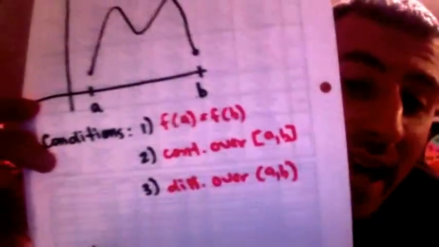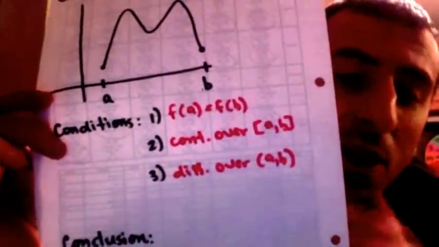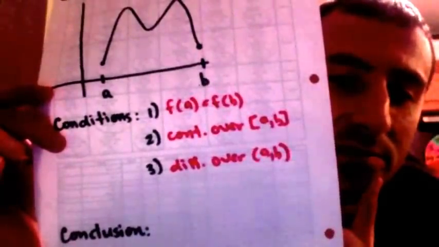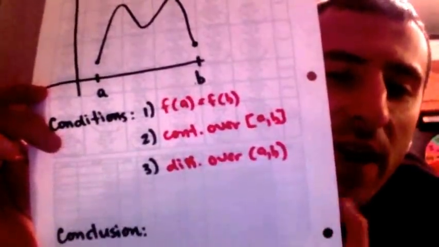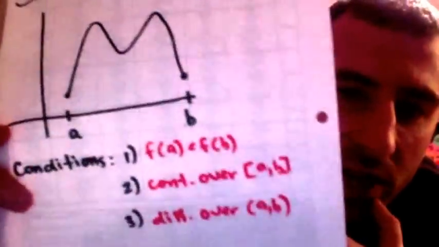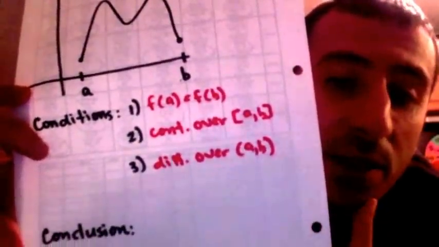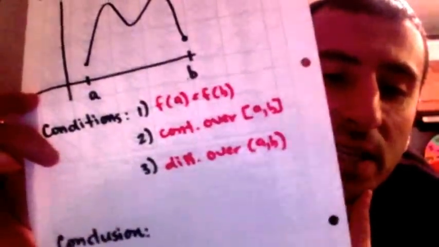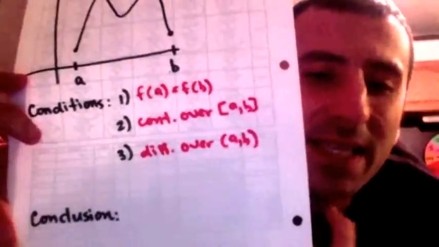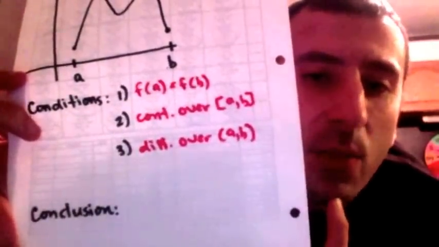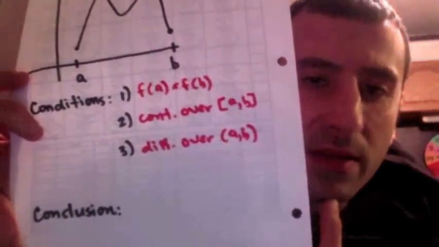So if you actually apply the MVT here, the slope of the secant line is what? Think about it. Well, if f of a equals f of b, and you can see it visually here, the slope of the secant line would be 0. So if all three of these conditions are met, what that guarantees is that the derivative is equal to 0 somewhere between a and b.